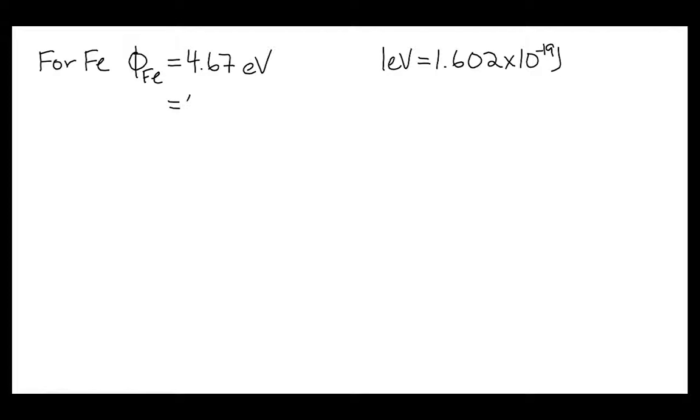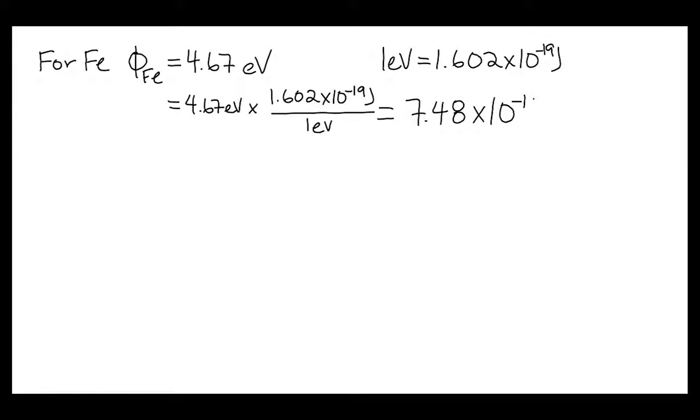So to do that, the conversion is 1 electron volt is equal to 1.602 times 10 to the negative 19 joules, which gives us a work function that has the value of 7.48 times 10 to the negative 19 joules. Now the light that is going to be shown on the iron metal has a wavelength of 240 nanometers. If we convert that into meters, what we get is 2.40 times 10 to the negative 7 meters.